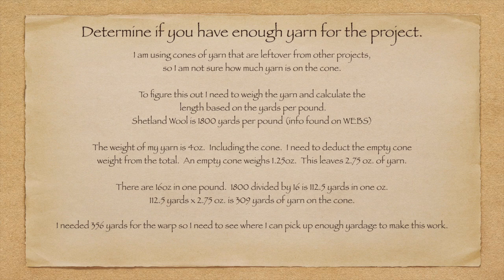There are 16 ounces in a pound. Take 1,800 divided by 16, that's 112.5 yards in 1 ounce. 112.5 yards times 2.75 ounces gives me 309 yards of yarn on the cone.